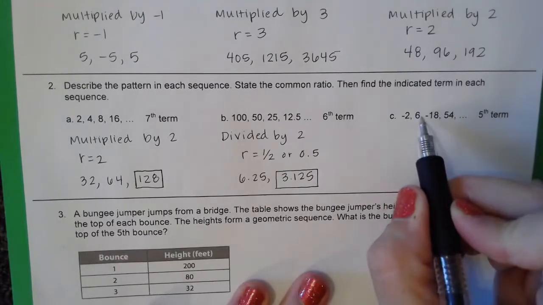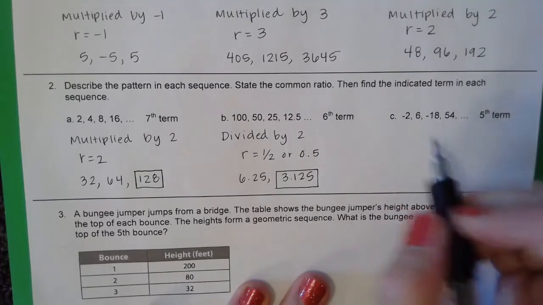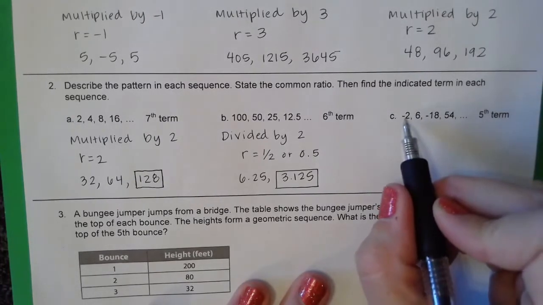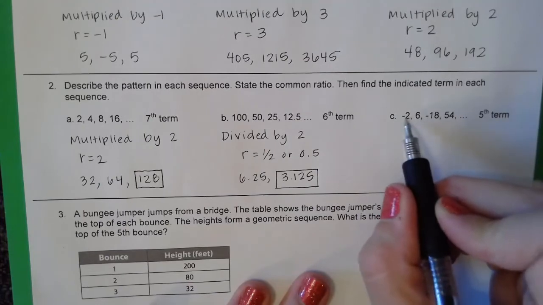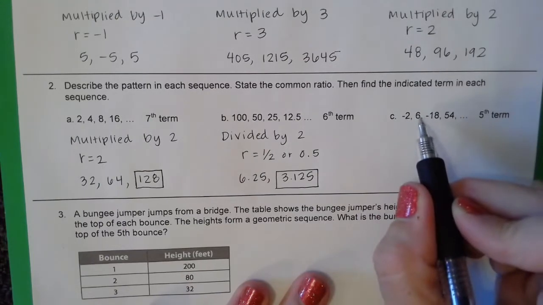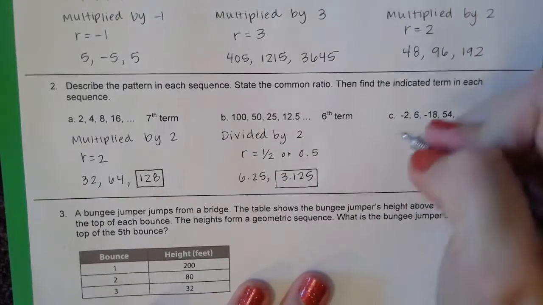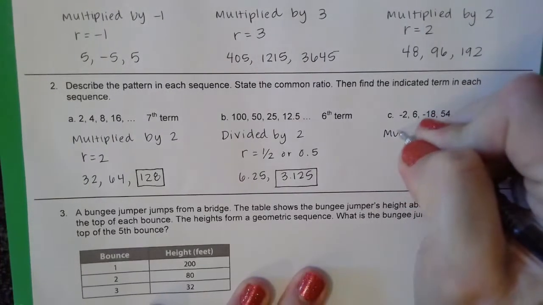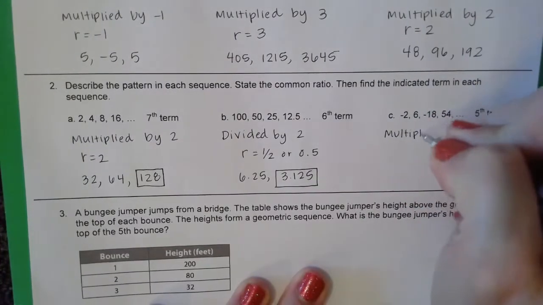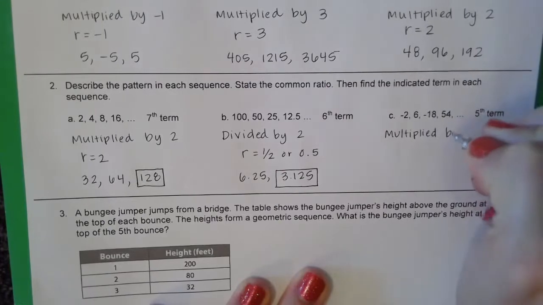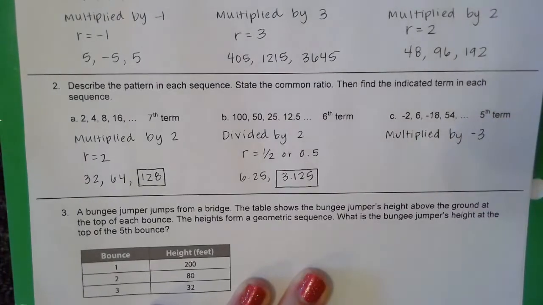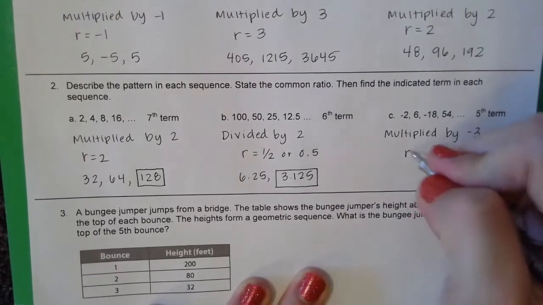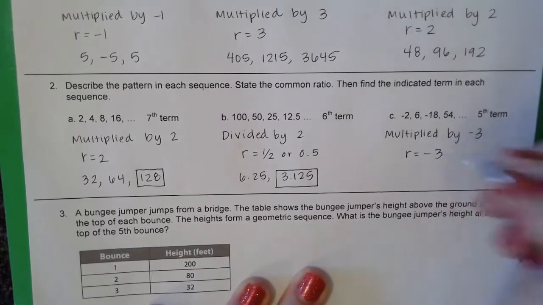On letter C, they give us 4 numbers in the list. Notice that they're switching back and forth from positive to negative. You can ignore that for a second. To get from 2 to 6, you times by 3. To get from 6 to 18, you times by 3. And so on this one, the pattern is that it's being multiplied by 3, but not just by 3. It's being multiplied by -3, because the sign is switching each time. So my r would equal -3.